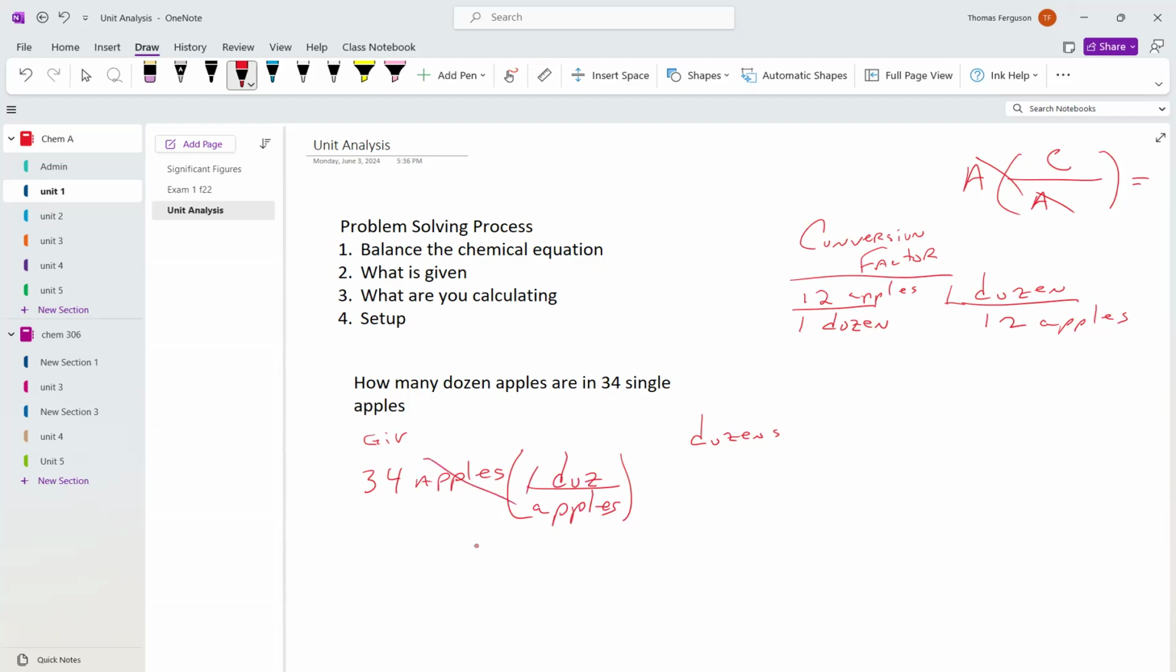Okay, now apples cancel. What unit are we left with? Dozen, and what are we trying to calculate? Dozen, yeah. That's what we want. We want everything to cancel except what we're trying to calculate. If it doesn't all cancel, something's wrong with your setup. Okay, if this problem was worth 10 points, you get 9 points for a proper setup. 9 out of 10. Have you used your calculator yet? No, so you're getting 9 out of 10 points without touching your calculator. Now we have to consider, as always, significant figures.